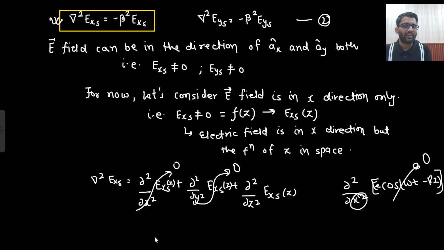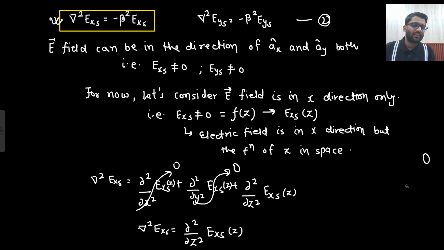So your del square Exs is coming out to be this. Okay, is everything clear? This is the whole correct derivation. Okay, there are a lot of wrong things, even in the textbook you will find a lot of wrong things about this derivation, but this is the correct one.